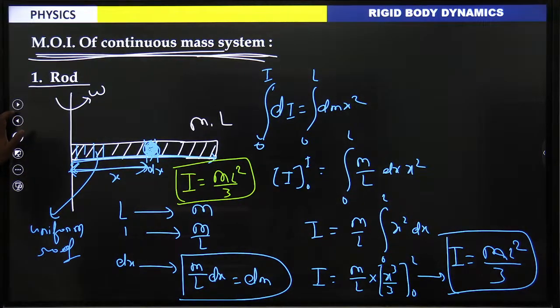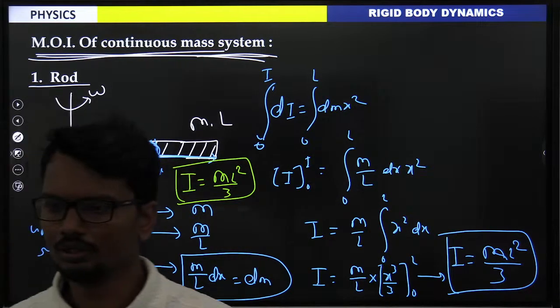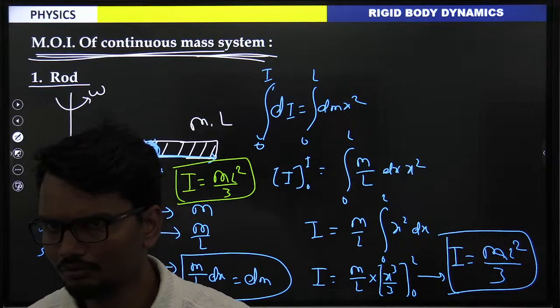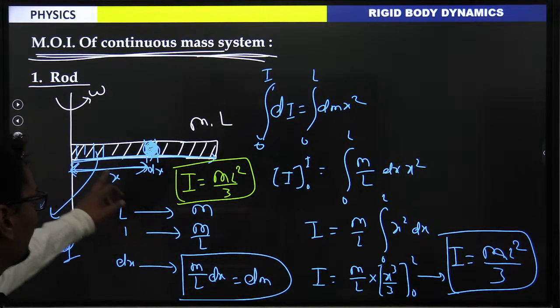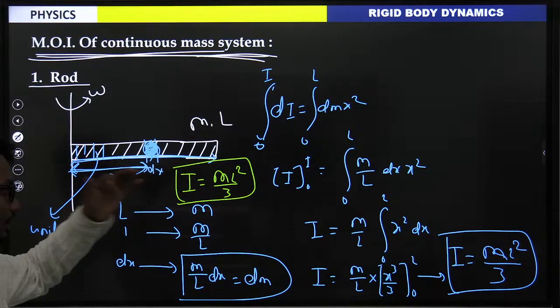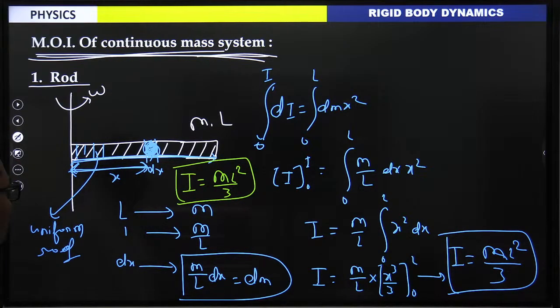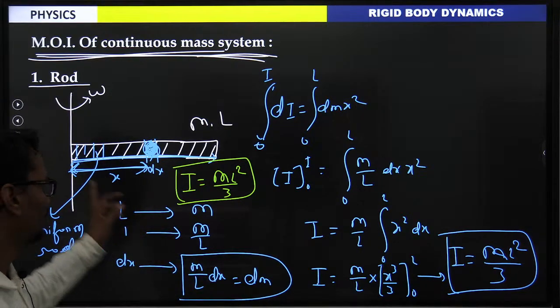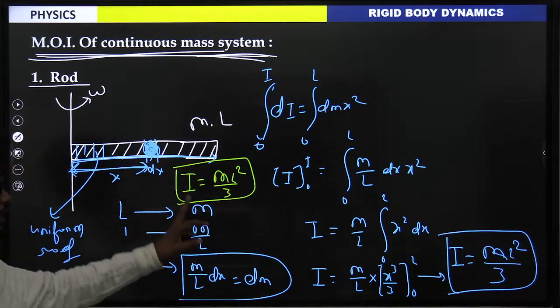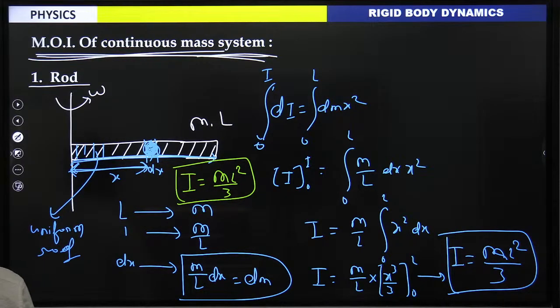Now in today's class we study how to find the moment of inertia in a continuous mass system. The first continuous object is the rod. How do we find the moment of inertia of this rod? I is equal to mL square by 3 when the axis passes through one end of the rod, with mass m and length L. I think this is clear to all of you.